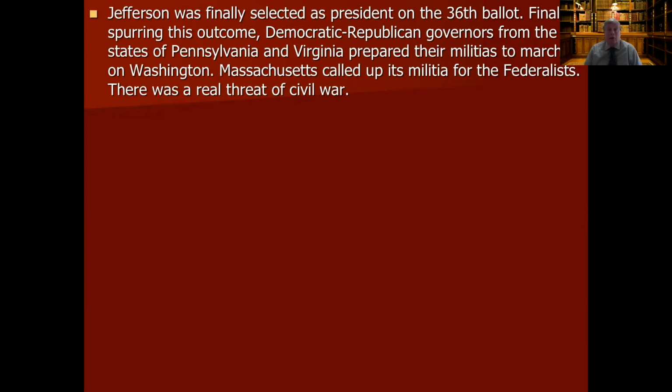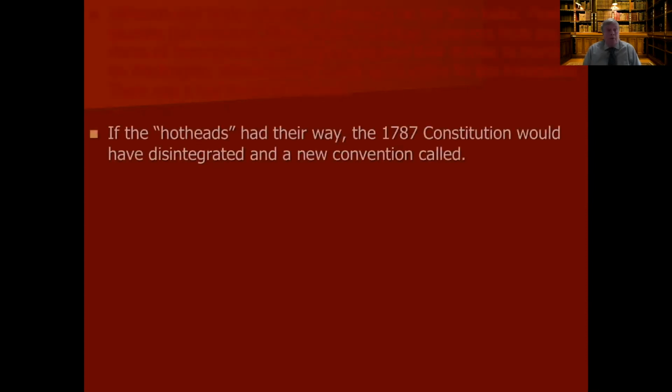Finally spurring this outcome was a set of Democratic Republican governors from the states of Pennsylvania and Virginia who prepared their militias to march on Washington. Massachusetts called up its militia for the Federalists. There was a real threat of civil war. If the hotheads had their way, the 1787 Constitution would at this point have disintegrated and a new constitutional convention would need to be called.